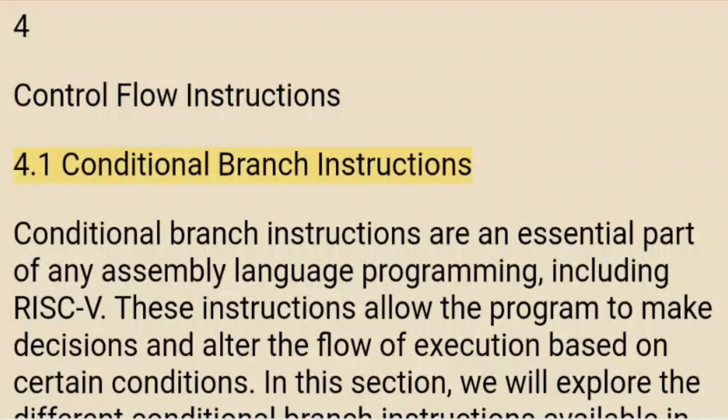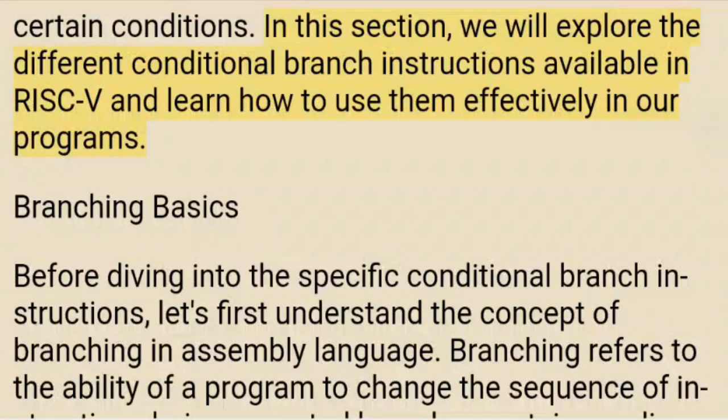4. Control flow instructions. 4.1 Conditional branch instructions. Conditional branch instructions are an essential part of any assembly language programming, including RISC-V. These instructions allow the program to make decisions and alter the flow of execution based on certain conditions. In this section, we will explore the different conditional branch instructions available in RISC-V and learn how to use them effectively in our programs.